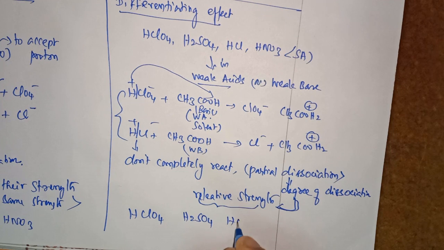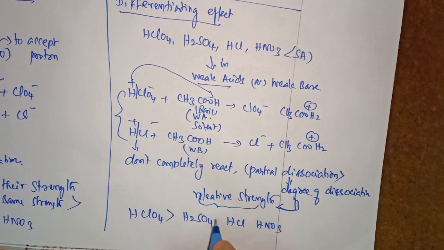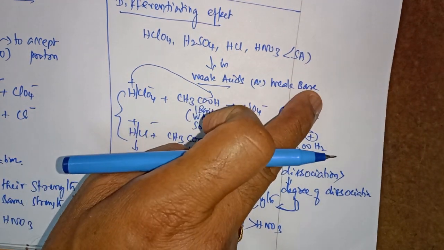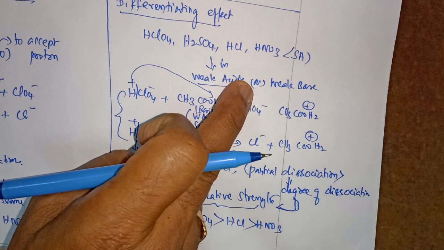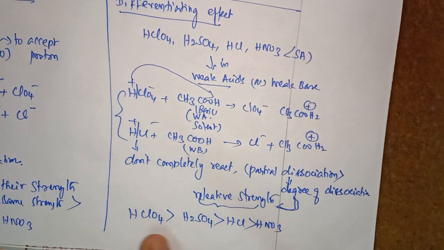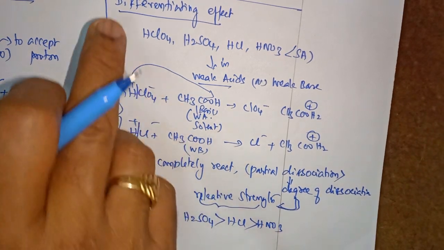We are able to differentiate their relative strength when these strong acids are dissolved in a weakly basic solvent or weakly acidic solvent. So in this case, all the four have their acidic strength in this order, so we are able to differentiate these acids.